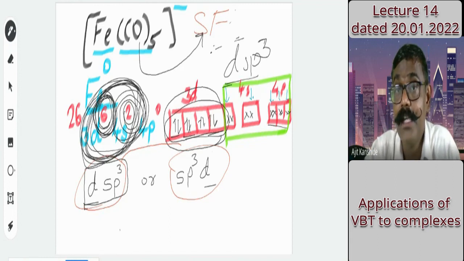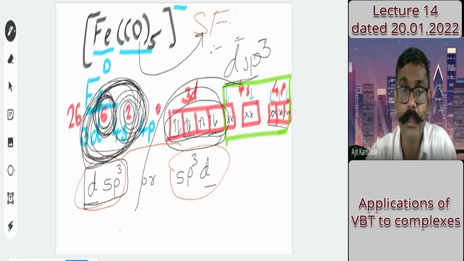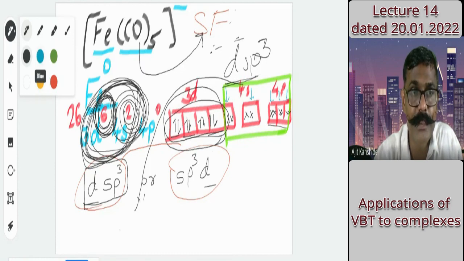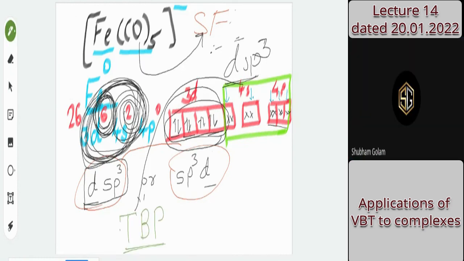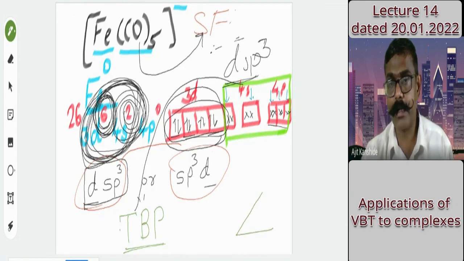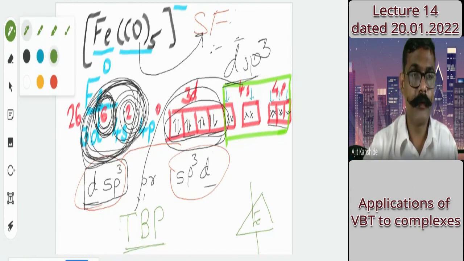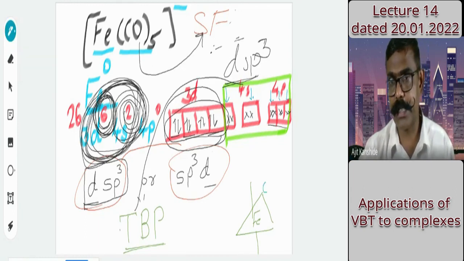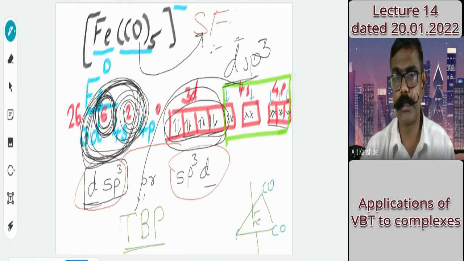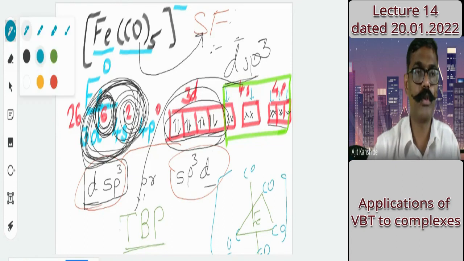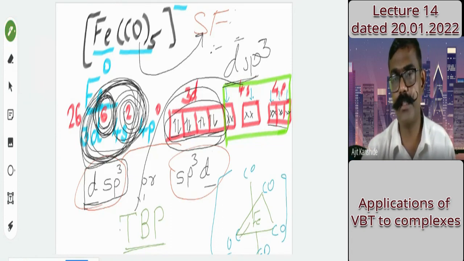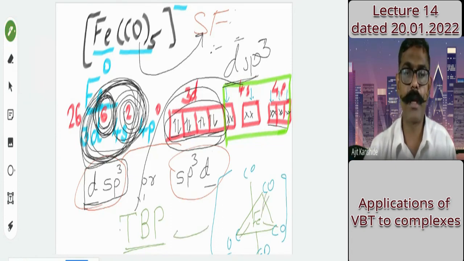dsp3 is the hybridization. If dsp3 is the hybridization, then the geometry, it's common sense, is TBP, which means trigonal bipyramidal. So I have to consider one triangle, one upside, one downside. At the center there will be iron and the 5 carbonyls I would represent: one carbonyl, second carbonyl, third carbonyl, fourth carbonyl, and here at the bottom, the fifth carbonyl. It's a complex which has no charge. So this is the structure for Fe(CO)5, a trigonal bipyramidal structure.